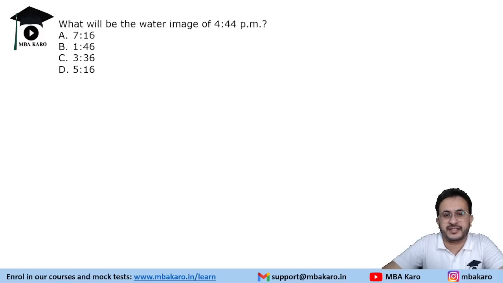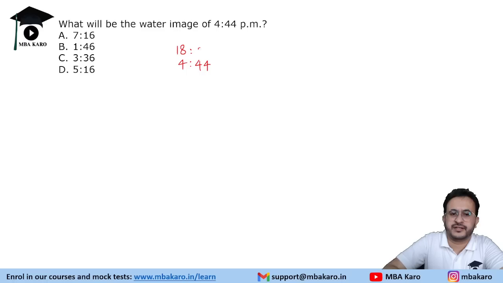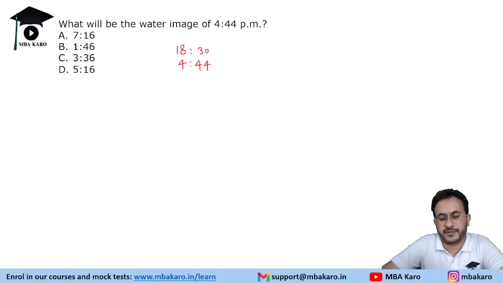Now let us take another example. Water image of 4:44 p.m. So you will say 4:44. Just now I told you 18:30. We will not be able to subtract from 18:30, right? So how do we do that in that scenario?